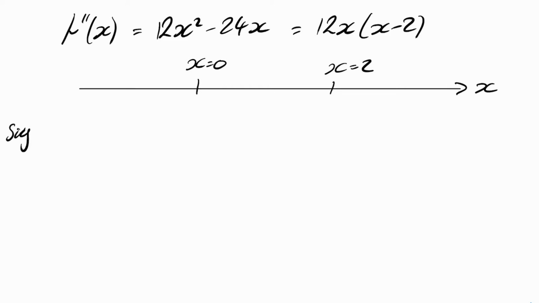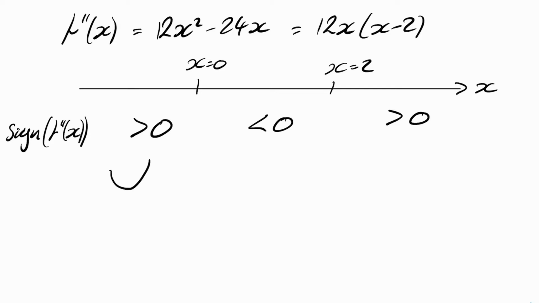Now, the sign of this function when x is less than 0 is a negative number times a negative number, so that's positive. Then if x is greater than 0 but less than 2, the function is negative, and for x larger than 2, it's positive. So if we just sketch what this means in terms of concave up or concave down, we have a region which is concave up, concave down, concave up. So where the concavity changes sign, we have a point of inflection. So these are both points of inflection.